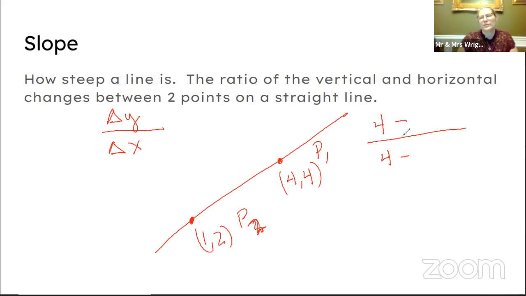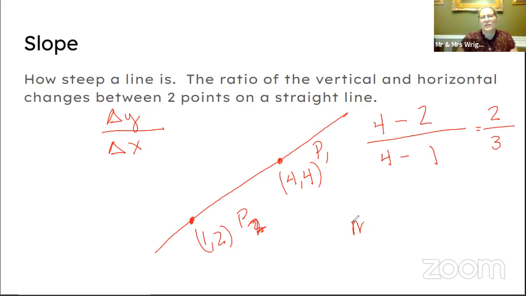Then change means we're going to find the difference in something. So we're going to subtract. I already used point 1, so now I'm going to use point 2. I'm going to put the y on top and the x on the bottom. So 4 minus 2 is 2. 4 minus 1 is 3.